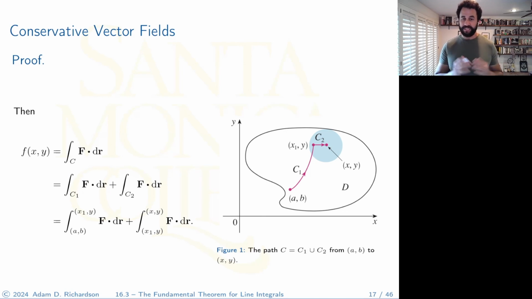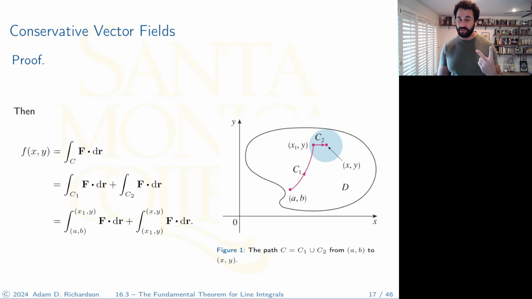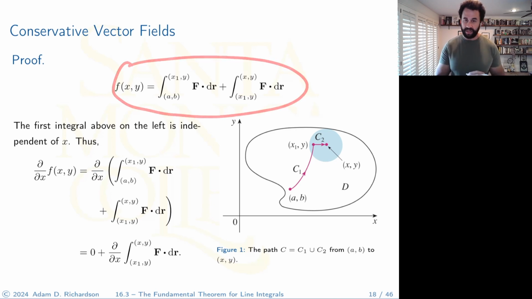If we look at our potential function f, and we look at the line integral over this curve C, we can again split it into a sum of two line integrals by finite additivity. And then what is the curve C1? It's just the curve that goes from (a, b) to (x1, y), so right here. And then what's the curve C2? It's the curve that goes from (x1, y) to (x, y), just like so. All right. Okay, so I hope everyone's still with me. This is what we just had on the previous slide. I'm just copying it again.